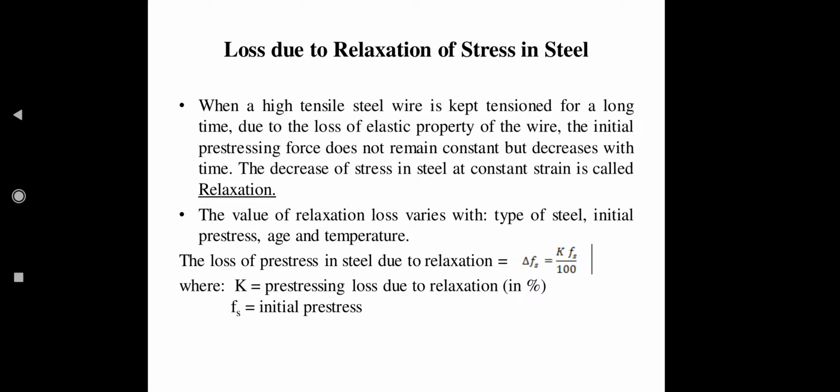So here we can calculate loss due to relaxation of stress in steel using the equation delta Fs is equal to K Fs by 100, where K is the pre-stressing loss due to relaxation in percentage and Fs is the initial pre-stress.